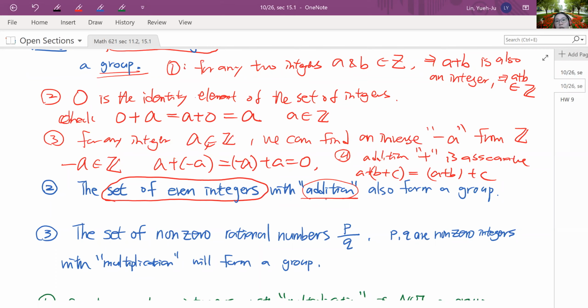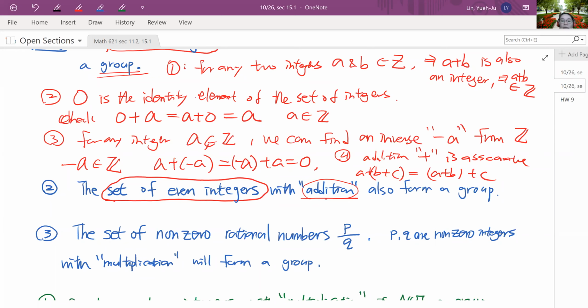Even integers means 2, 4, 6, or 0, or -2, -4, -6, and so on, right? And you can see that 0 is an even integer. That's why it's the identity element in this set. And if you have an even integer, then you can definitely find the inverse, which is the negative of it, and which is also an even integer. So it's pretty much the same proof as the first example. Okay, so it's not too bad.